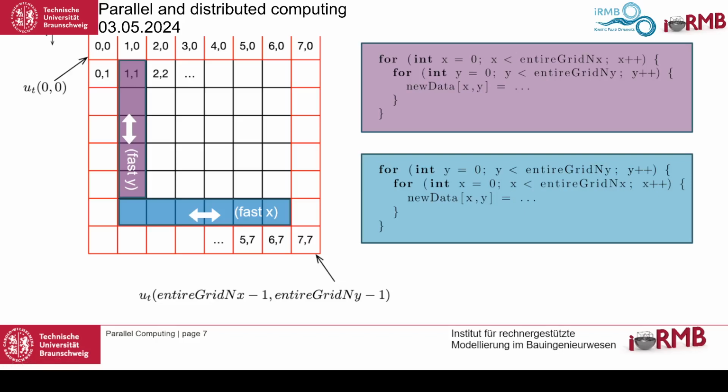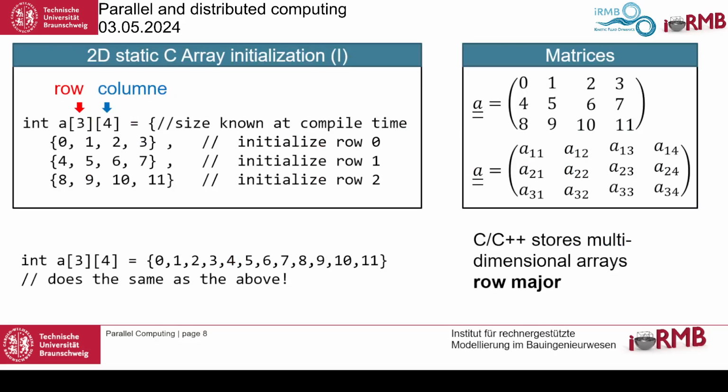Okay, so why does this matter? Any question? No. Why does it matter? It matters because computers are fundamentally one-dimensional. Data is always stored in a one-dimensional format in your memory, and we have learned that in order to be fast, we should always access data sequentially in the way it is stored in the memory, right?